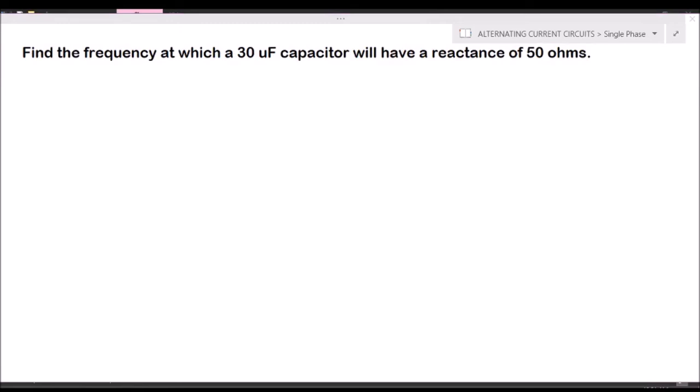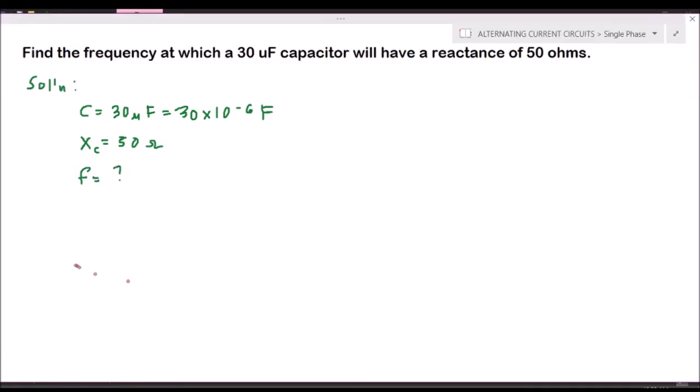We have another problem here: find the frequency at which a 30 microfarad capacitor will have a reactance of 50 ohms. We are required again to solve for the frequency. The given is the capacitance at 30 microfarad, equivalent to 30 times 10 to the power of negative 6 farad. Then our capacitive reactance XC is equal to 50 ohms.